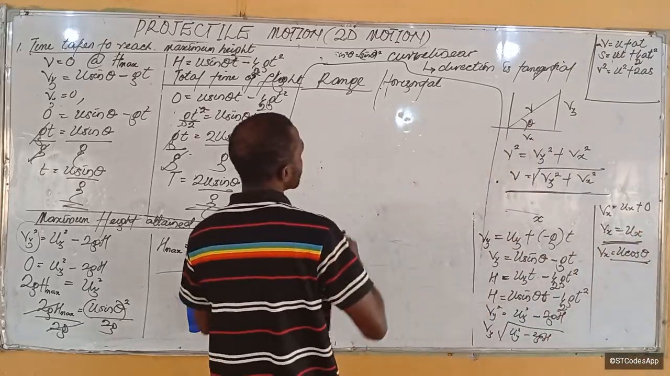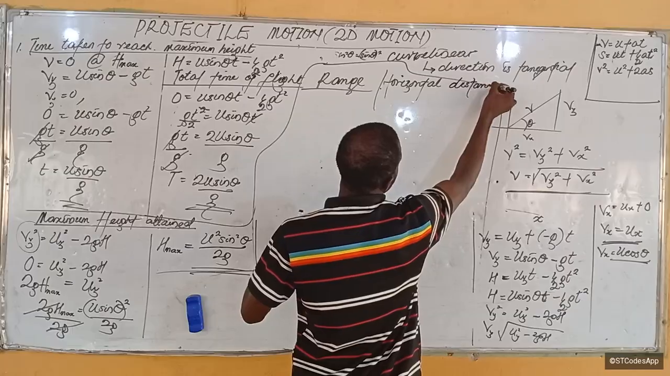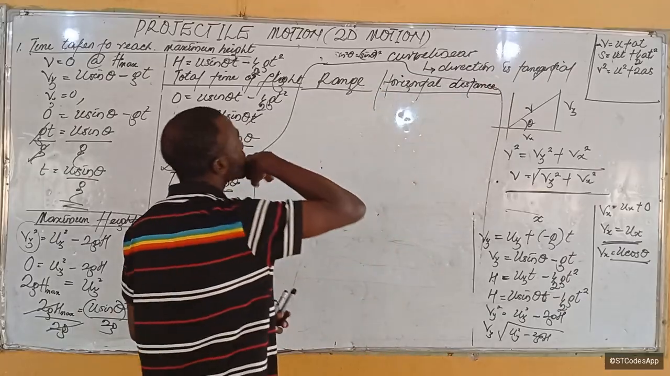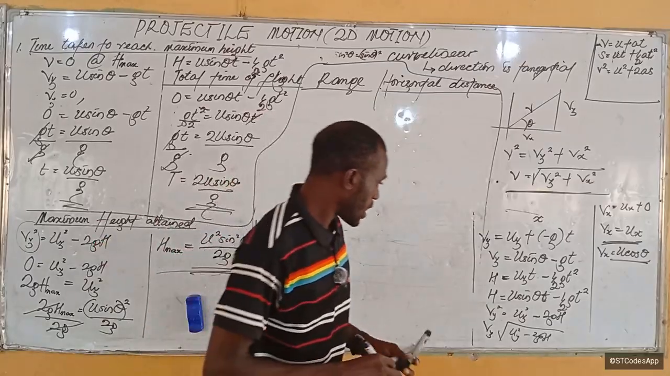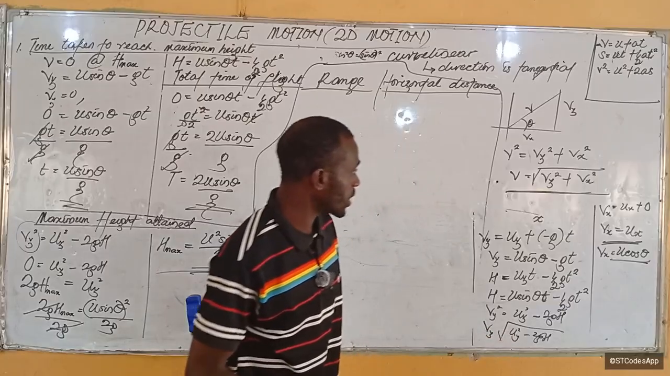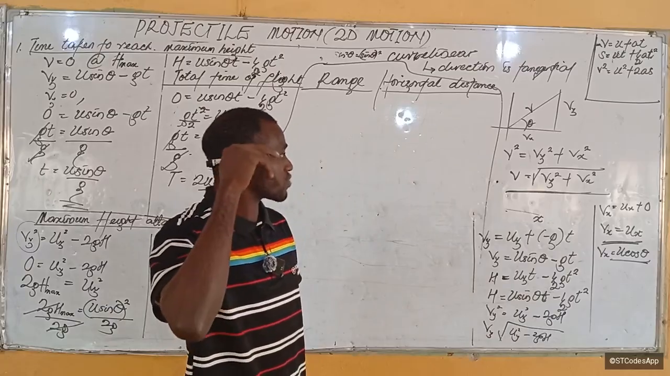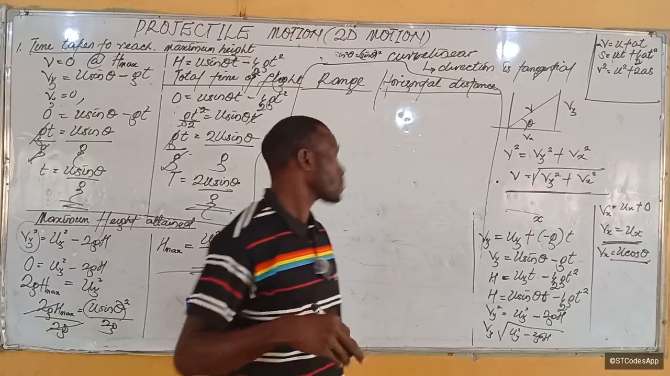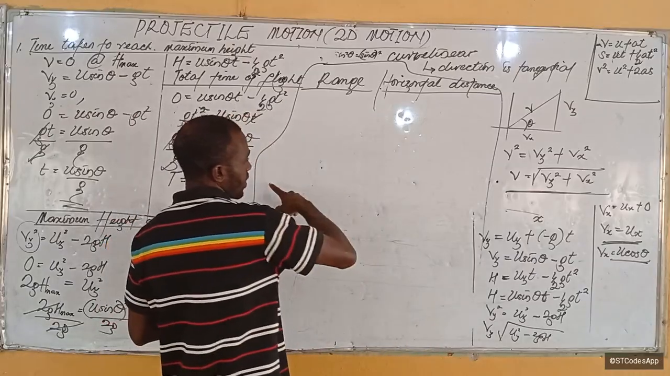So, what is the horizontal distance? Horizontal displacement. Horizontal distance covered is the range. Now, what will be the range here? Which of these formulas can we use now? It's very simple. You know that the range covered.